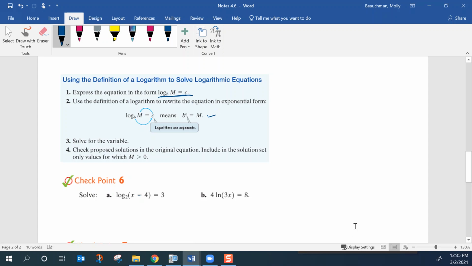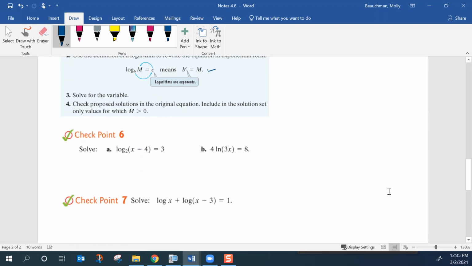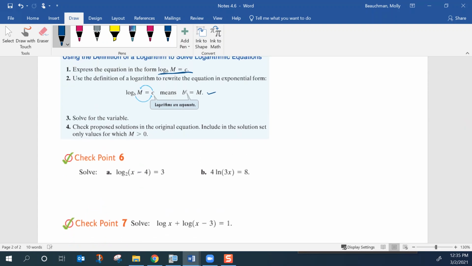So the first equation, we have log base 2 of x minus 4 is equal to 3. That's in the right form. So rewrite it as a power. 2 to the power of 3 is equal to x minus 4. Now it turns into a nice easy linear equation. 2 to the third is 8, so I get x minus 4 is equal to 8. Add 4 to both sides, we end up with x is equal to 12.